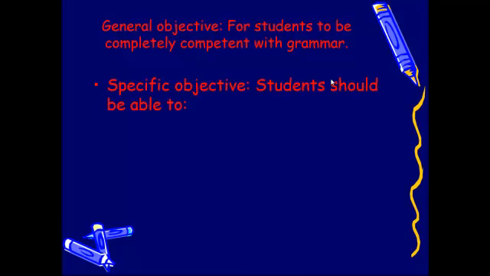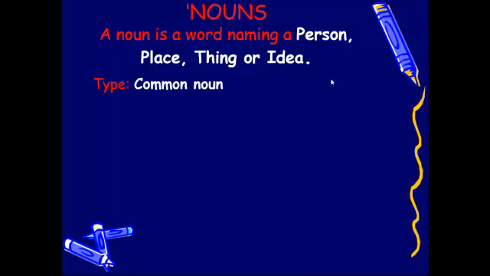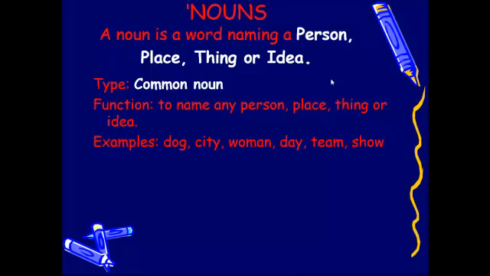A noun is a word naming a person, place, thing, or idea. Our first type is called common noun. Its function is to name any person, place, thing, or idea. For examples, dog, city, woman, day, team, show.